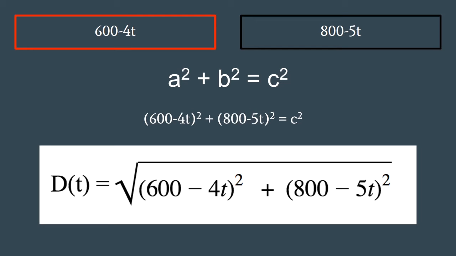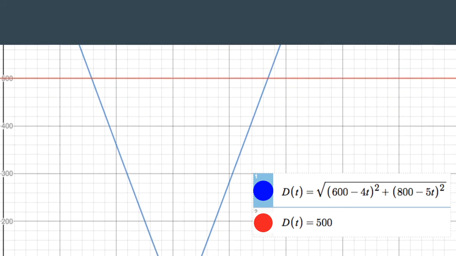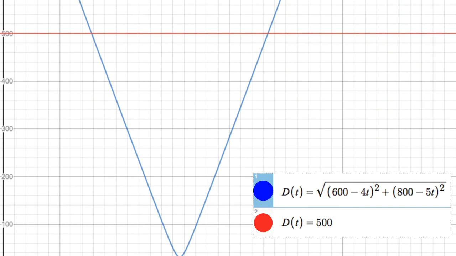Now that we have our formula, we can use it to answer our last question. To find out how long the ants have been marching when they are 500 feet apart, we will be using our graphing calculator for this. We will type in our equation, the square root of (600 minus 4t) squared plus (800 minus 5t) squared, for the first y equals. Then plug in 500 for the second y equals, because 500 is the distance between the ants.